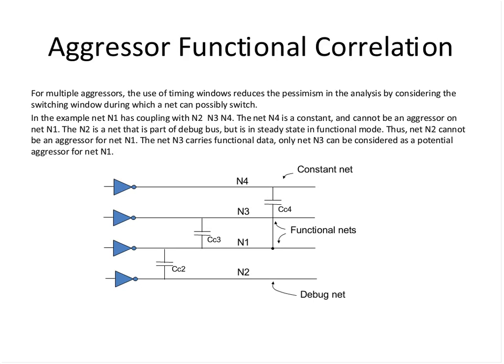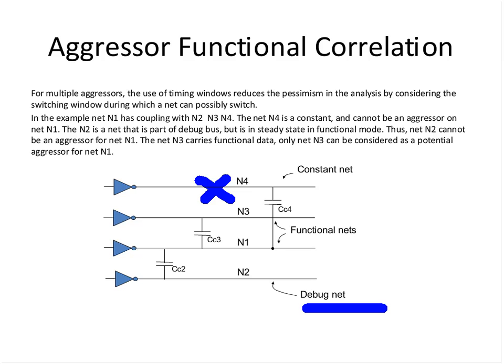now the next one N1 has coupling with N2, N3 and N4. Assume that N4 is constant. Now N4, although it has coupling with N1, it is constant. A constant net cannot cause any noise or crosstalk on the other net. This effect should be discarded, right? N2 is a net that is part of debug bus, but if the chip is in functional mode, this will also be constant. So N2 effect is also not there.